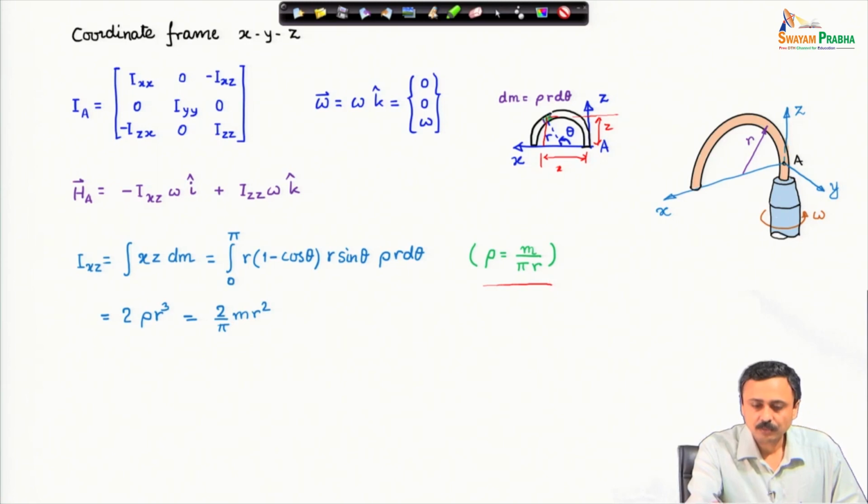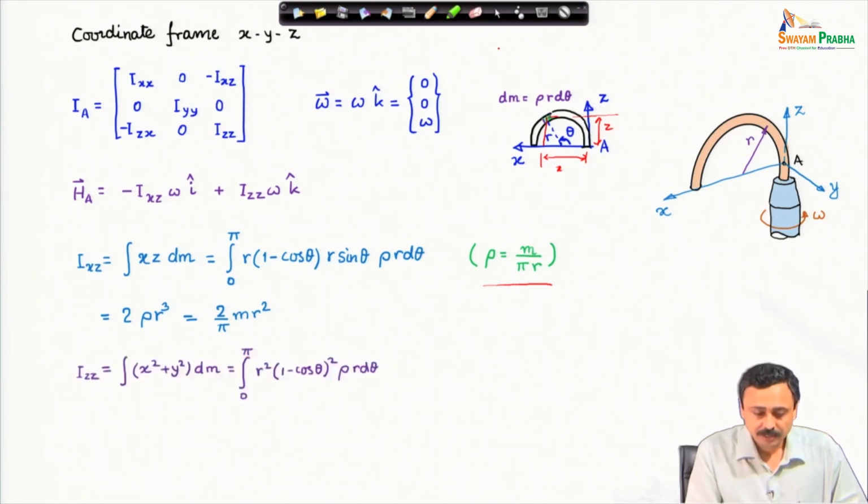Okay. Then we have to calculate the next element of the moment of inertia tensor. Note that I have found out the angular momentum about A first, and then I note down which elements of the moment of inertia tensor are to be calculated. I do not straight away start calculating all the elements of the moment of inertia tensor. Okay. Then I z z.